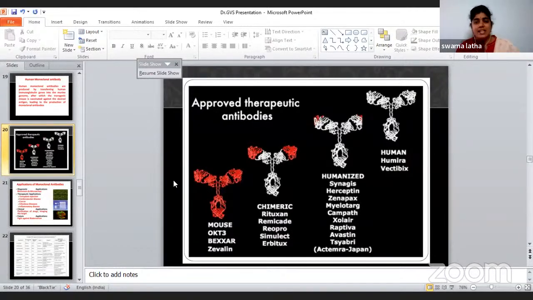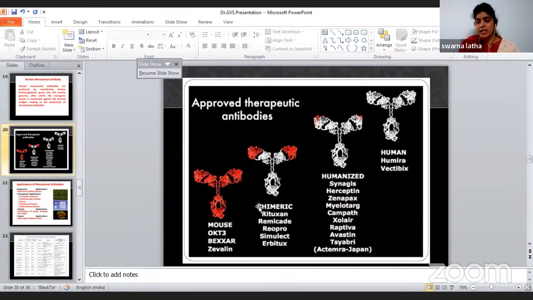So here you can see the examples for all the types, and now you are familiar with the names, right? Mouse, chimeric, humanized. When you see this, you'll know that a mouse antibody means it is completely from the mouse only. Chimeric means a human antibody is there, along with mouse variable regions. And whatever you are seeing below, these are all FDA approved monoclonal antibodies of each type. So these are all the names.